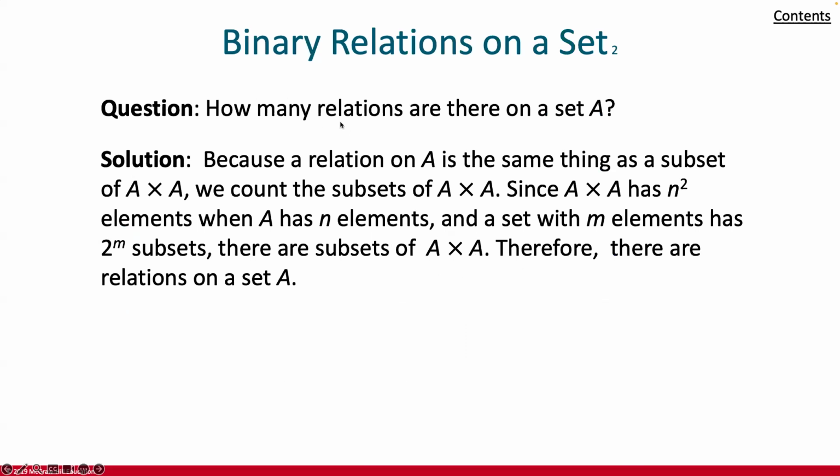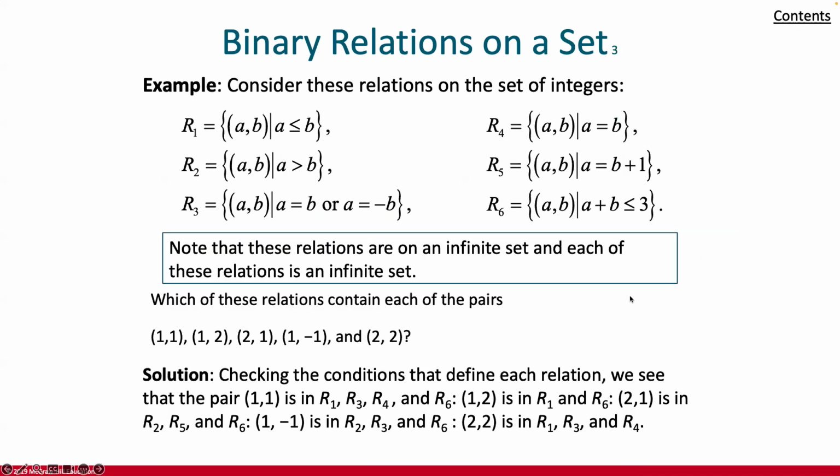So how many relations are there on a set A? I'll let you walk through the solution, but the relation has n squared elements when A has n elements. And so that's one of the things that we can be considering. It's not hard to determine the number of relations on a finite set because a relation on a set A is simply a subset of A cross A. And so this is something that we can be thinking about here.